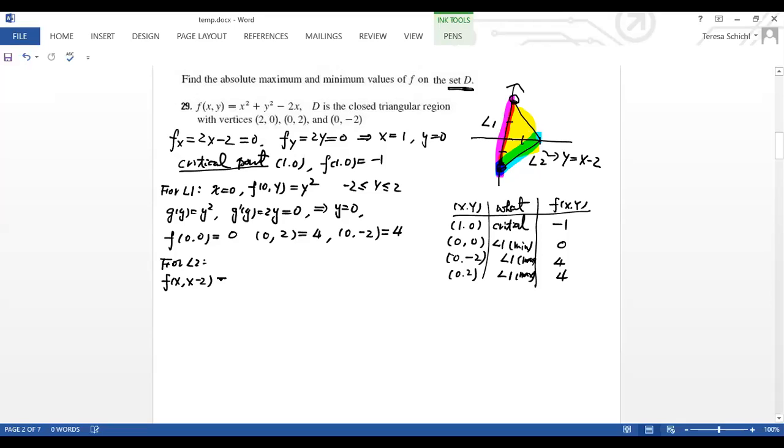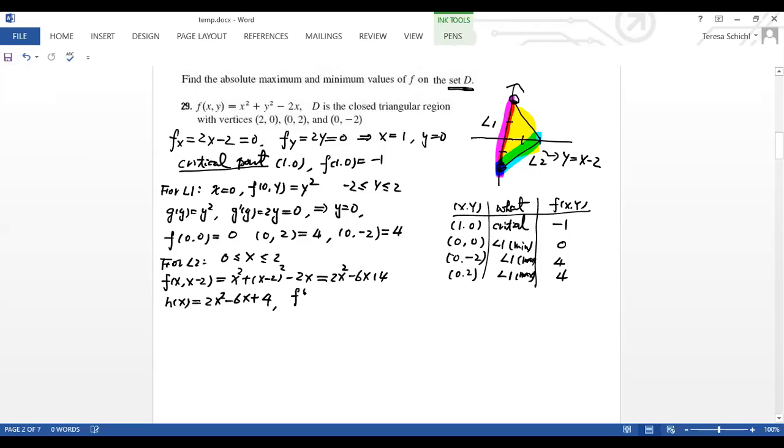Okay, then you plug back in what you have here. So it's x squared plus (x minus 2) squared minus 2x. And of course, your x here is the value of x, right? So it's 0 to 2. If you simplify this, you will get 2x squared minus 6x plus 4. Now this will be some function h of x. So this is 2x squared minus 6x plus 4.